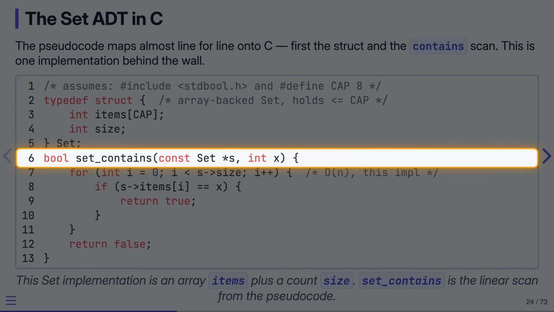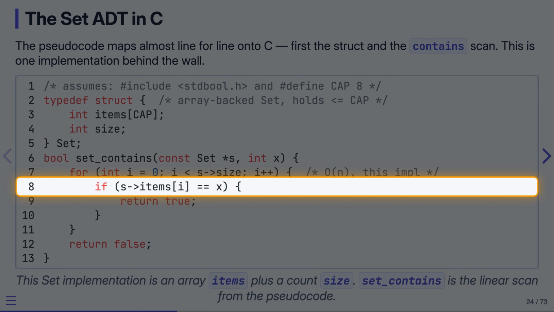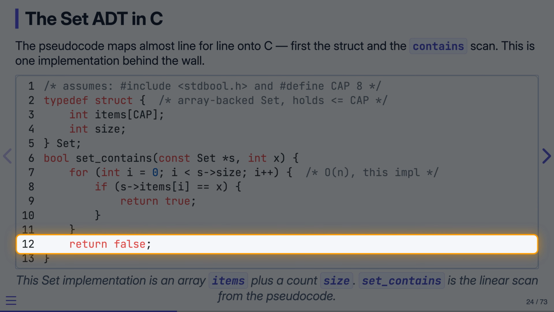The first function is set contains. It takes the set and a value x, and it answers whether x is already a member. Inside, a loop checks each value in turn. If items at index i is equal to x, the function returns true straight away. If the loop finishes and finds no match, the function returns false. That is the linear scan we saw in the pseudocode. Next slide, how we add a value and keep the no duplicates rule.